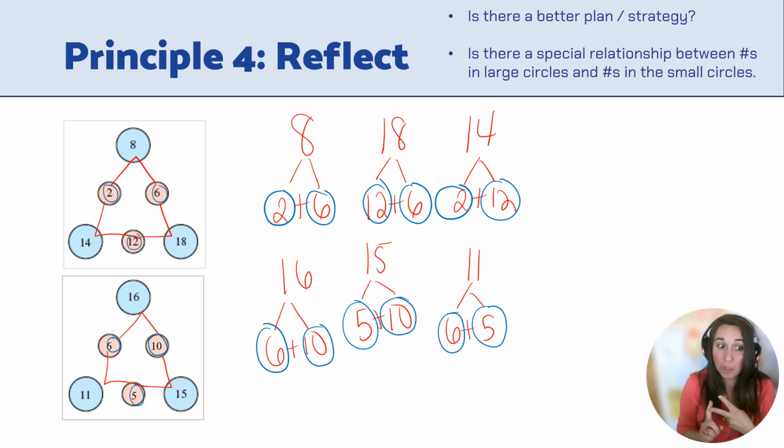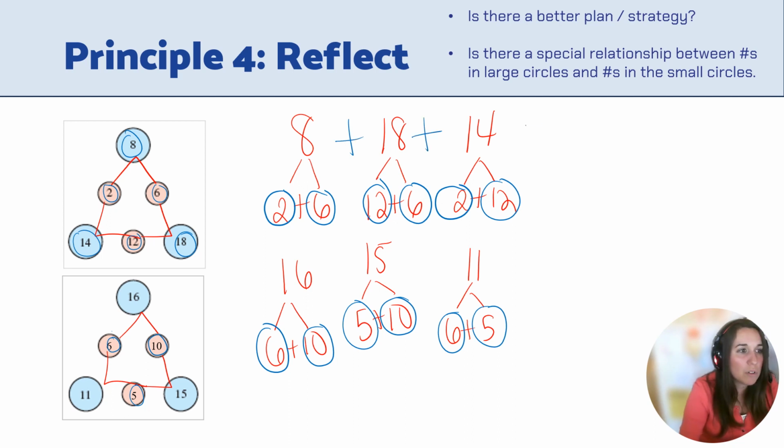So the other thing I know about this problem right here is that it's all about adding, right? So I had to add the numbers in the small circles to get the sum, to get the number in the large circles. So what I'm going to do is just add. I'm going to take the numbers in my large circles, the 8, the 18, and the 14, and add them together. So let's see what I get. 8 plus 18 plus 14, that gives me 40.